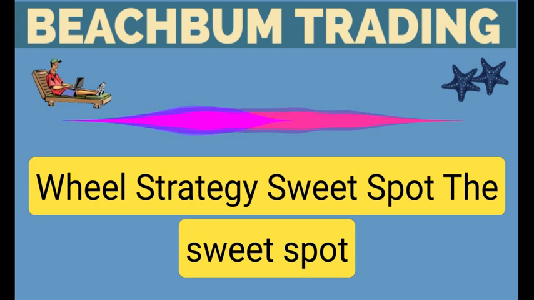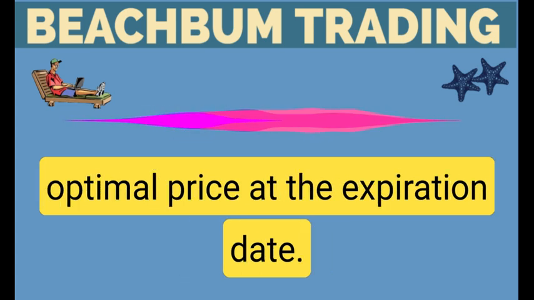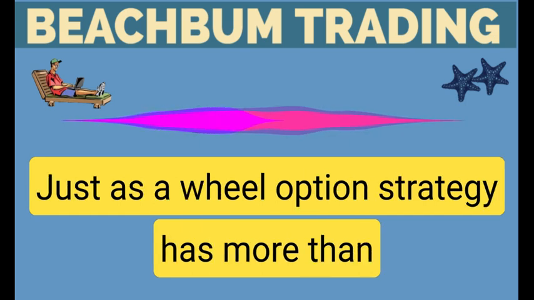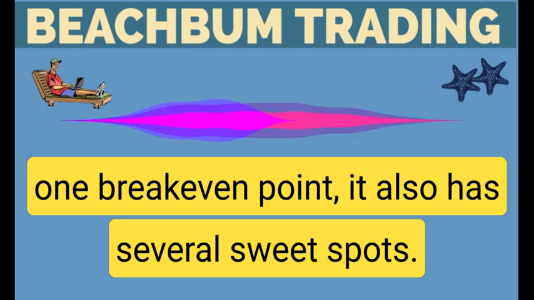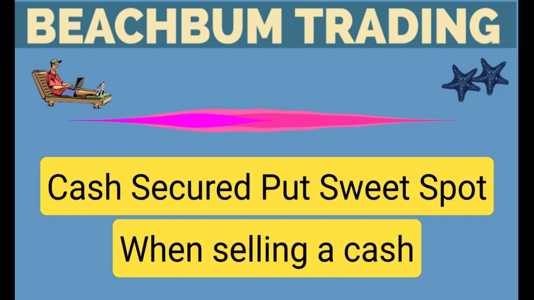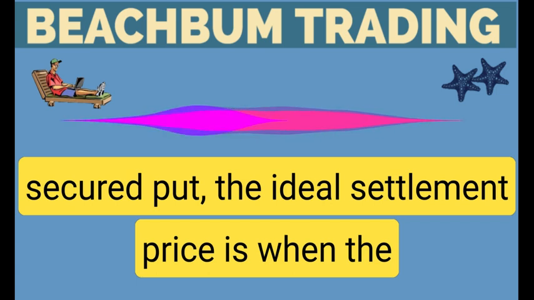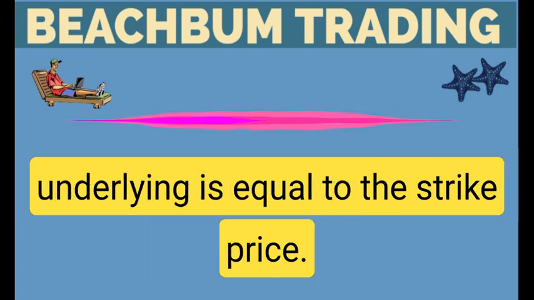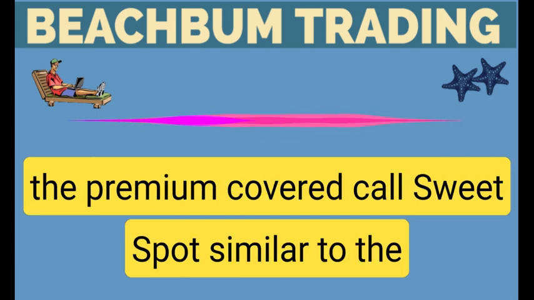Wheel strategy sweet spot. The sweet spot of an option strategy refers to the optimal price at the expiration date. Just as a wheel option strategy has more than one break-even point, it also has several sweet spots. Cash secured put: sweet spot. When selling a cash secured put, the ideal settlement price is when the underlying is equal to the strike price. Here, the option expires worthless and the seller keeps the premium.